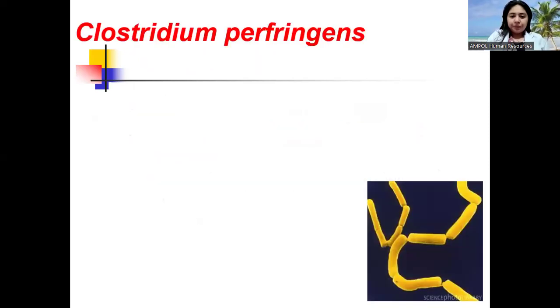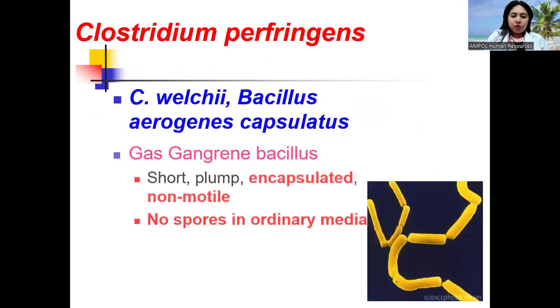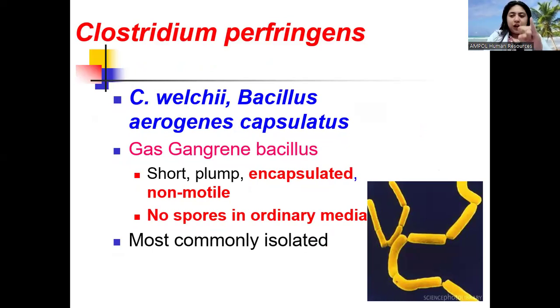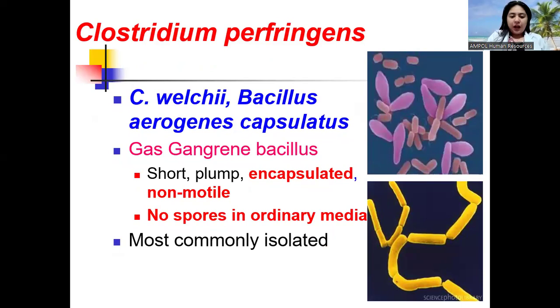Okay? Next is your Clostridium perfringens. Ayan. So this is also known as the gas gangrene bacillus. Ayan. Encapsulated and non-motile and no spores. Okay? Wala siya spores. Compared with your Clostridium tetani and Clostridium botulinum na sila spores. Si Clostridium perfringens, wala siya spores on ordinary media.